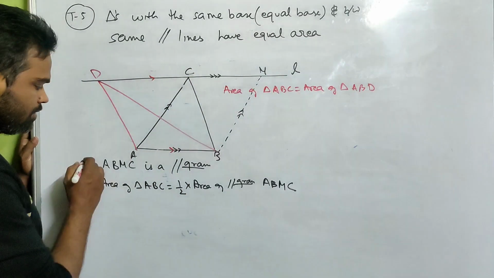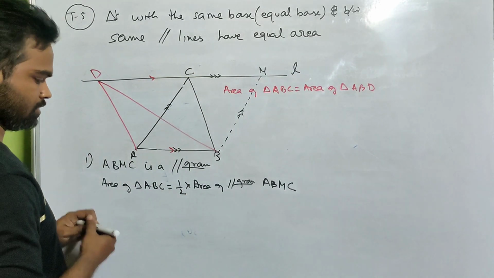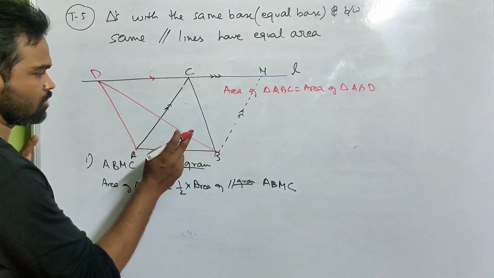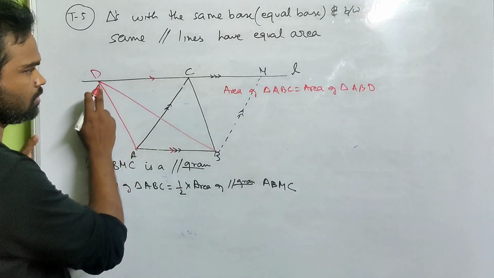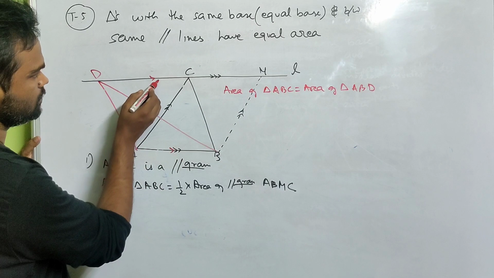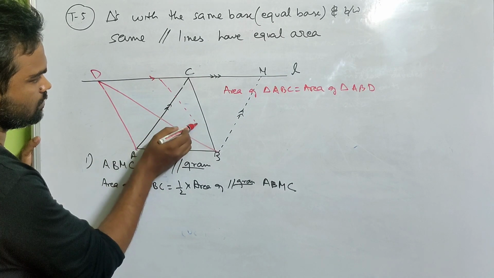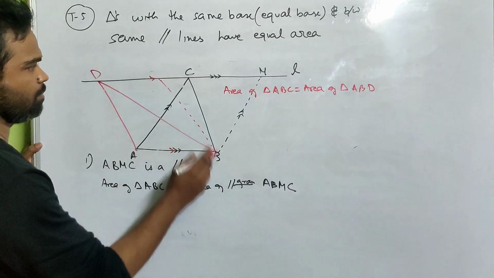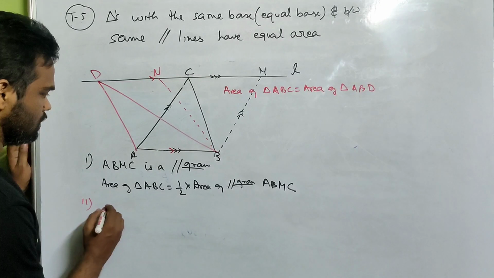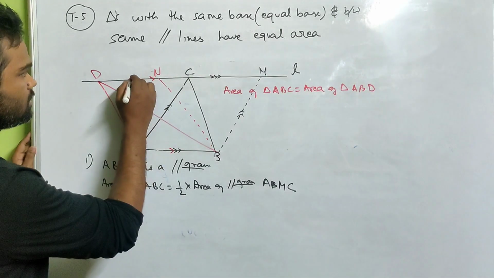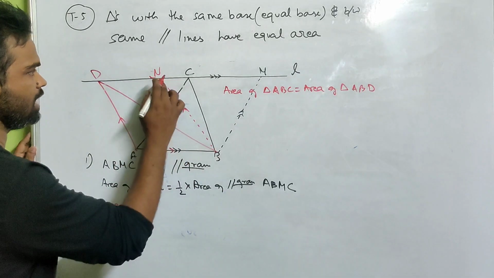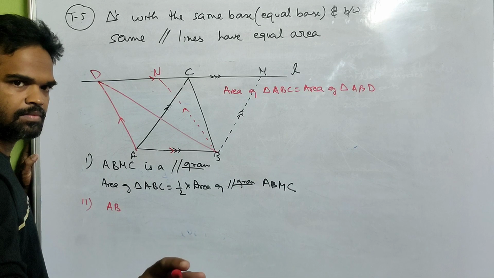ABMC. Done. Now what I do, just look over here. From B, I draw a line parallel to AD. Suppose it meets at N. Now AB and DN: this is parallel to this, and DN is parallel to AB. So ABND is also a parallelogram. Am I clear or not?